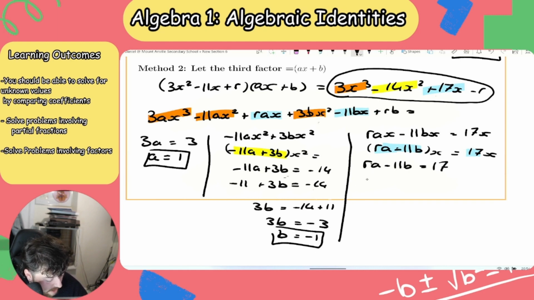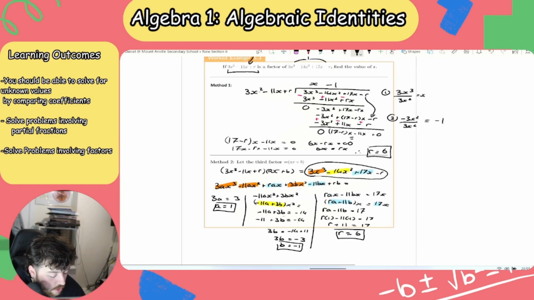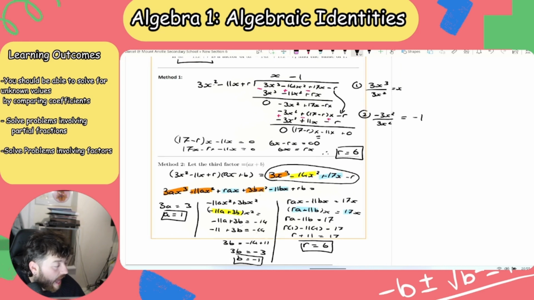But I know what a and b are. So r times 1 minus 11 times minus 1, I should say, is equal to 17. r minus 11 times minus 1, r plus 11 is equal to 17. r is going to equal 6. And that is the answer I got in the previous question. So it's up to you guys, really, if you want to use division or the missing factor method.